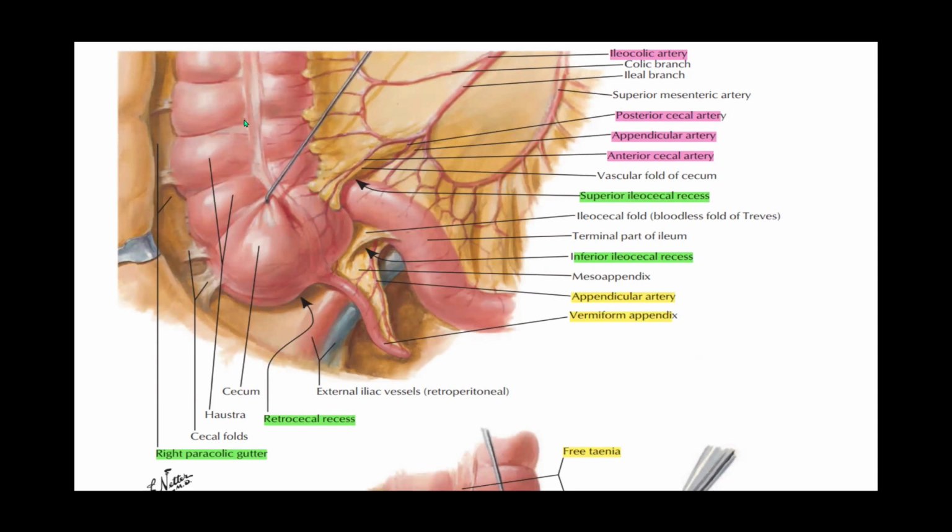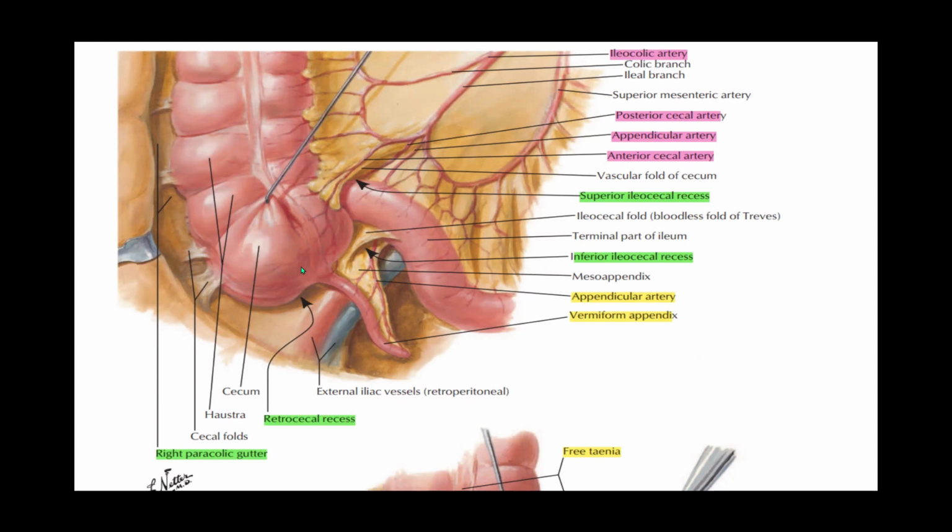And here we can see what we call the taenia coli. Okay, so we have one taenia coli, we have another taenia coli, and then we have one. So we have the omental, we have the free one, we have an omental taenia coli, and then we have the mesocolic. So if you look at all the taenia coli, they all conglomerate at the base. They all meet at the base of the appendix.